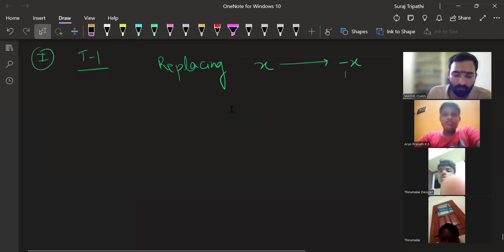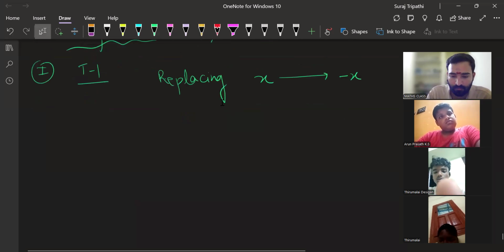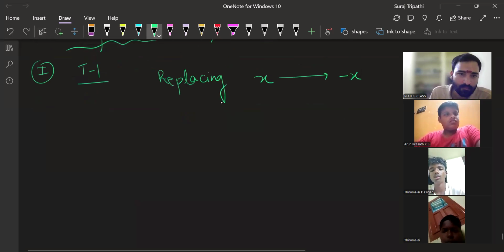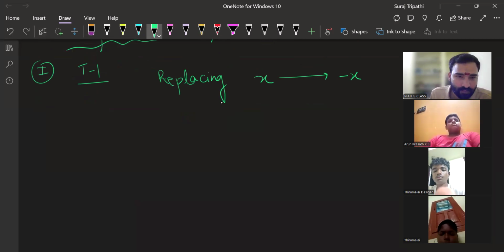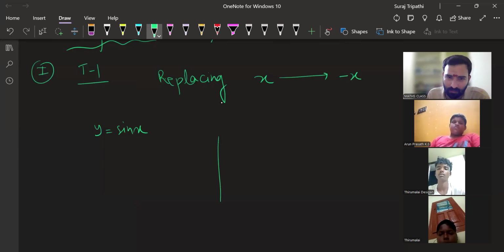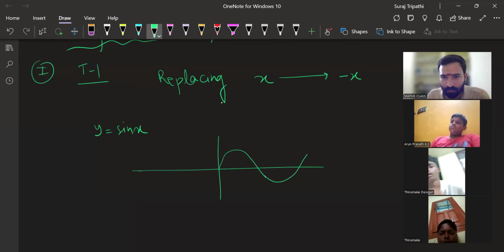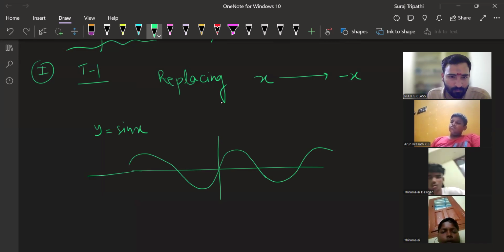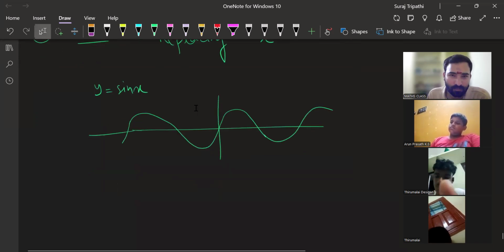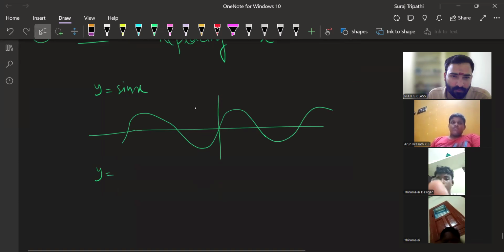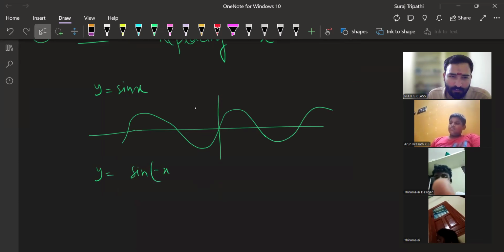Now let's see. Suppose we have a graph. Like we have the graph y equals sine x. This graph we already know, and we also can draw the graph. This is the graph of sine x. Now the question is, draw the graph of y equals sine of minus x.